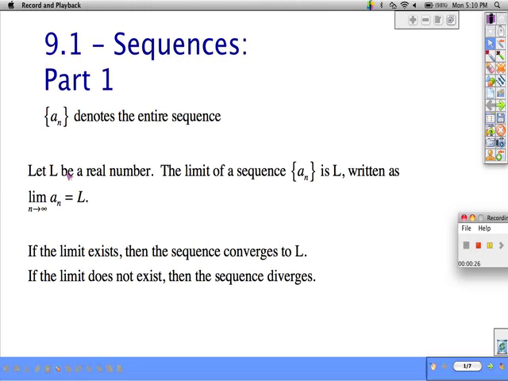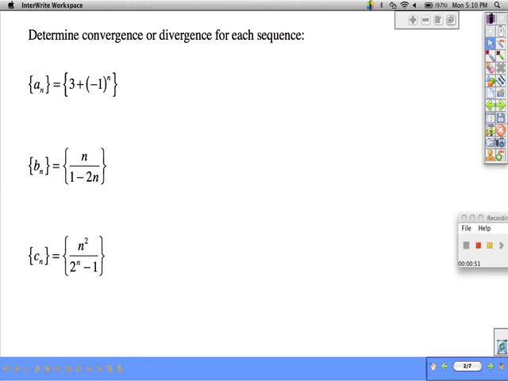And if L is a real number, then we can say that the limit of a sequence is L as n goes to infinity. If that limit exists, then our sequence will be converging to that number. If the limit does not exist, the sequence diverges. So here we have three sequences that we want to determine convergence for.